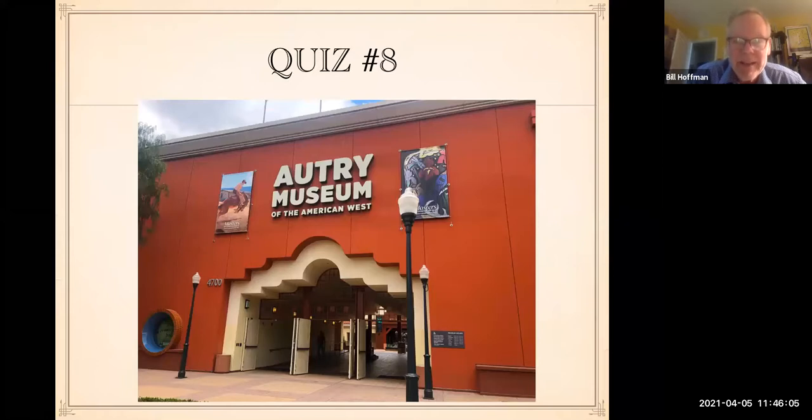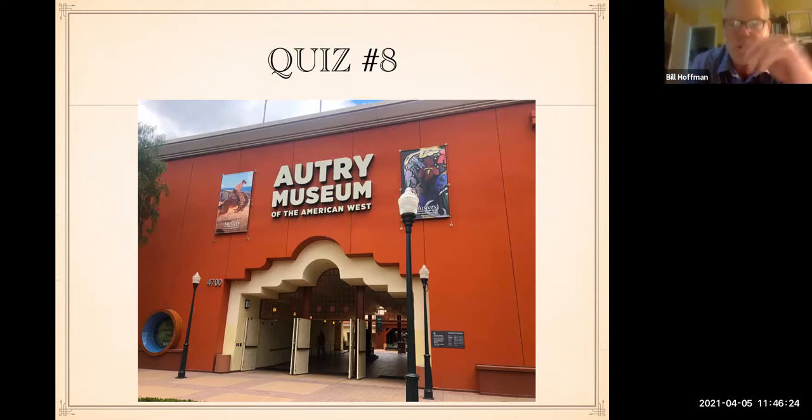Quiz number 8. What do you think? This is a building built probably in the 1990s. Look at the, it almost looks like a Mission rounded gable in the entry, but it's very modern material. So what do you call a style of architecture which is playful, modern, but also hints at history? That would be postmodern.